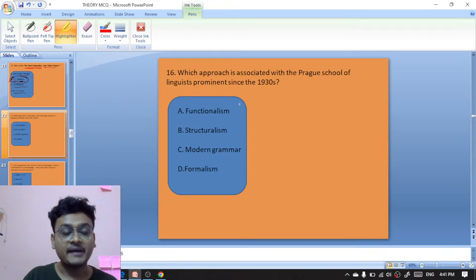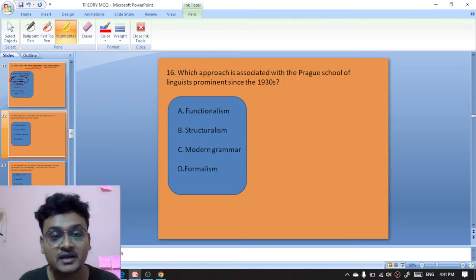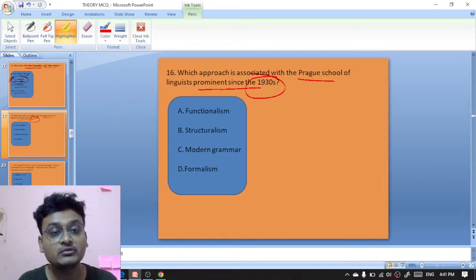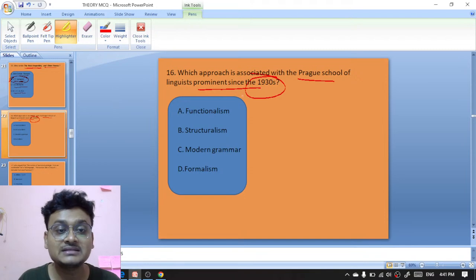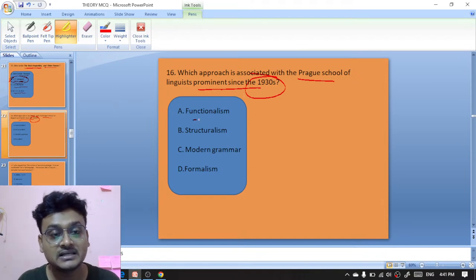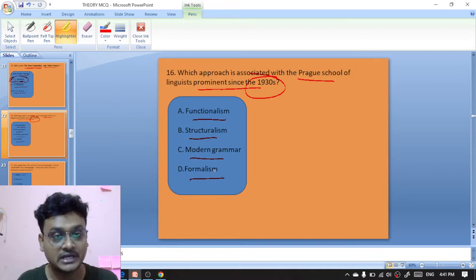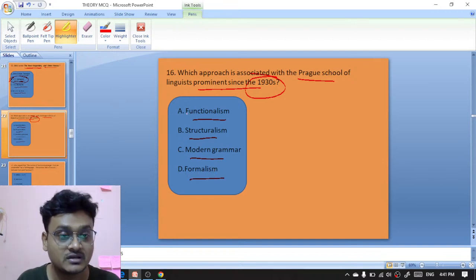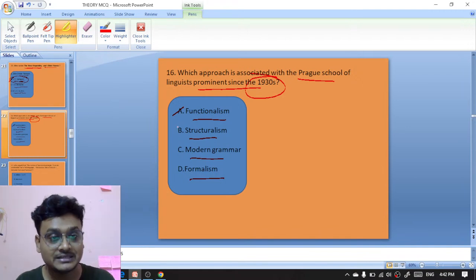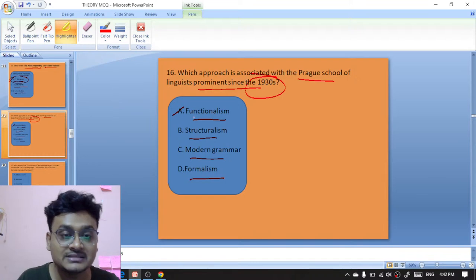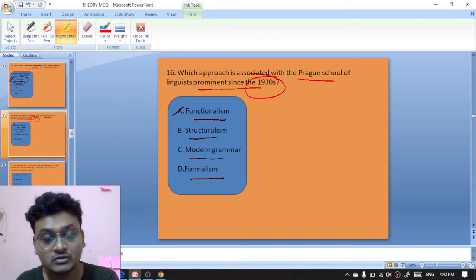Next question, which approach is associated with the Prague School of Linguists, prominent since 1930s? Functionalism, structuralism, modern grammar, formalism. So the right option here is functionalism. Functionalism is the approach associated with the Prague School of Linguists. A is the right option over here.